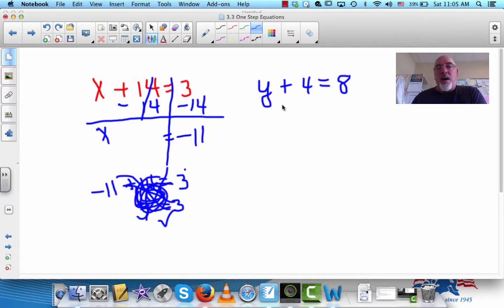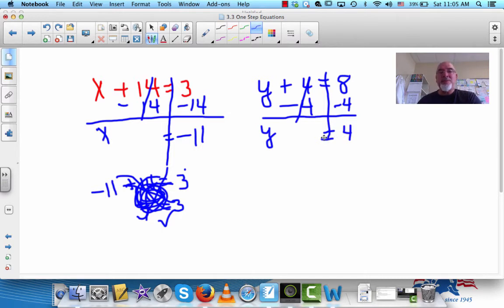This is the addition, and the opposite of addition, or the inverse operation of addition, is subtraction. So we're going to subtract 4 on both sides of the equal sign. Minus 4 on this side. Draw our line indicating a new step. Bring down the y. The 4s cancel each other out. Bring down the equal sign. And 8 minus 4 is 4. I hope that's the answer that you got as well.